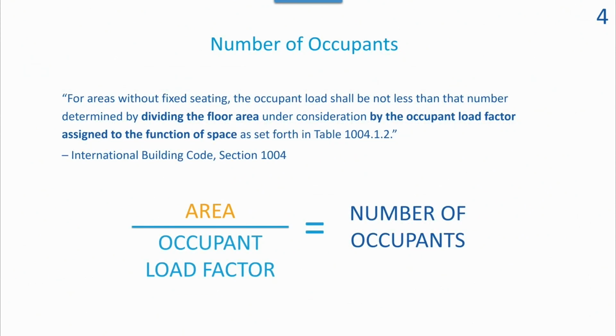So, number of occupants. Essentially, the code book, the International Building Code, says that you take the area of a space and divide it by a load factor, what is given to you based off the code, and that equals your number of occupants. So it seems pretty straightforward, right? The first step we need to do is think about area.